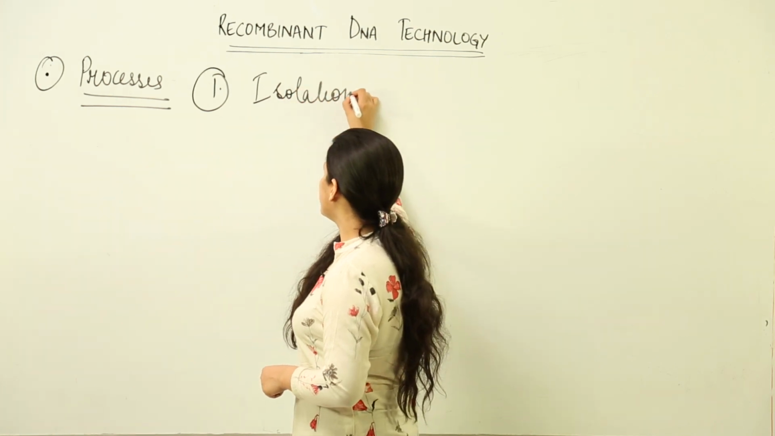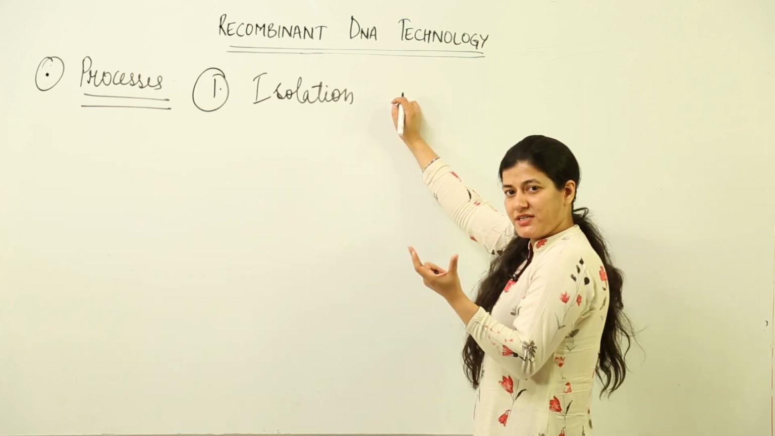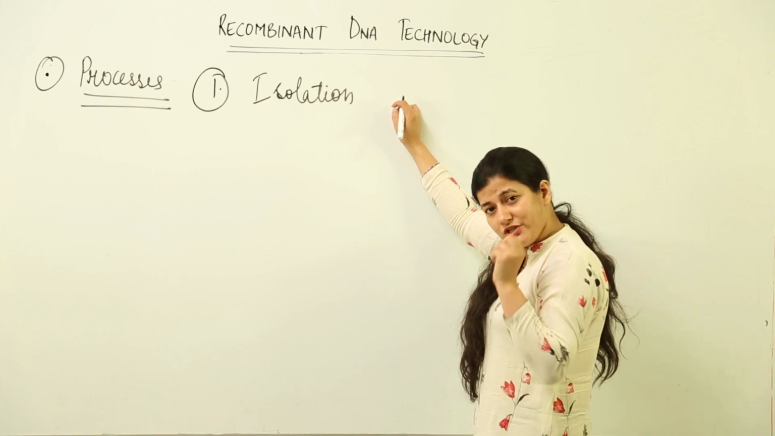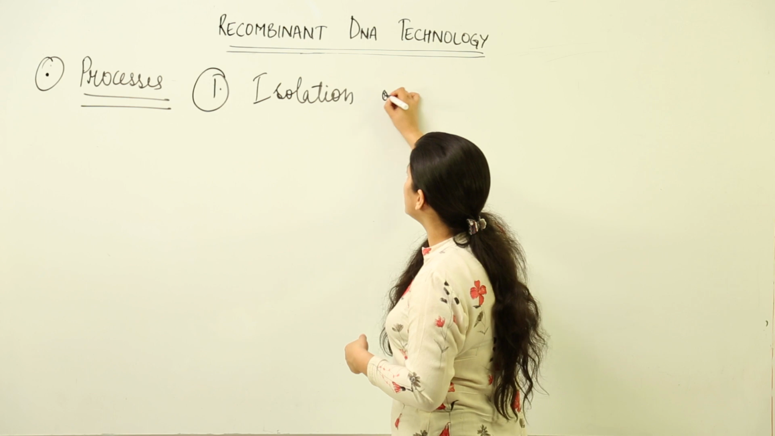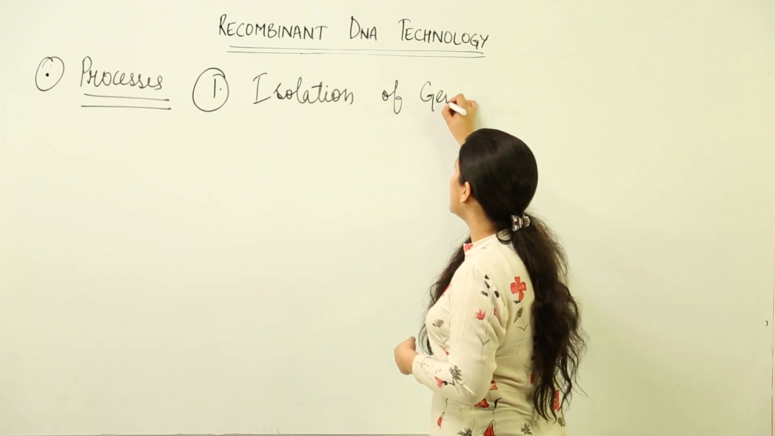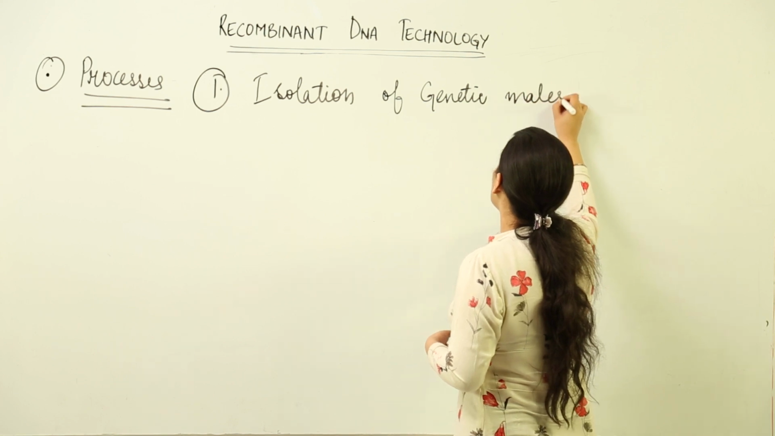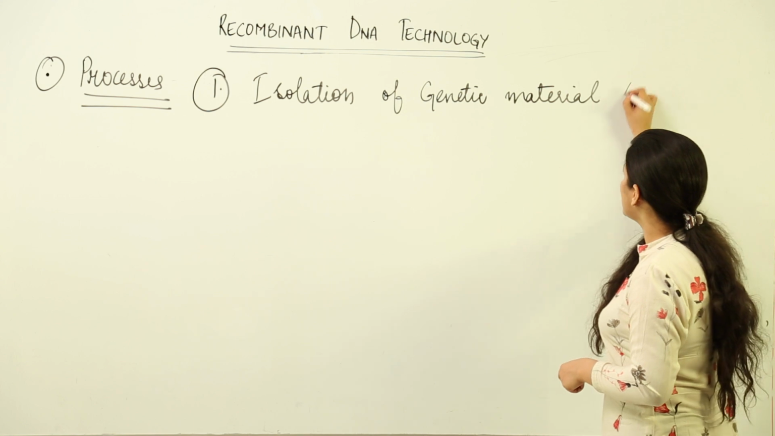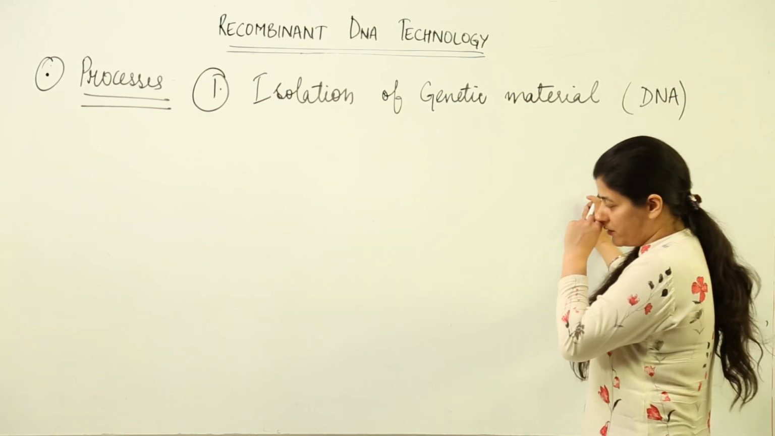You remember the first step that we discussed in the overview was that the gene of interest was taken and incorporated into the vector. But for taking out that gene of interest from the cell, a process is to be carried out, and that is studied under isolation of genetic material. Because this is recombinant DNA technology, we are taking the DNA over here. The DNA has to be extracted from the cell.